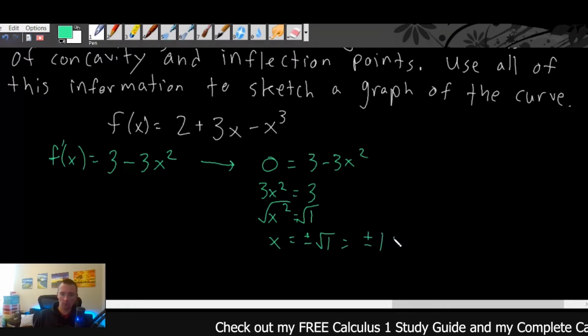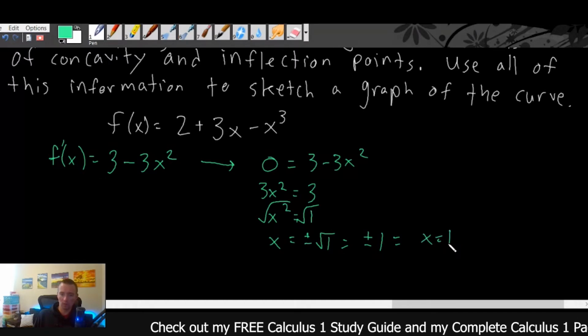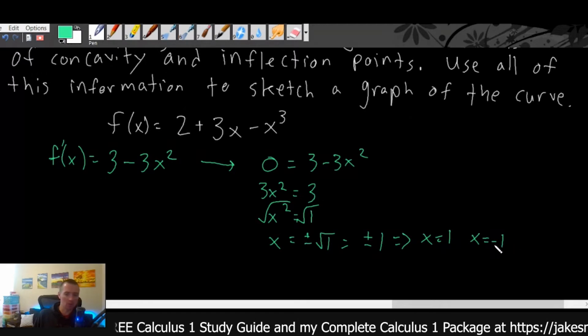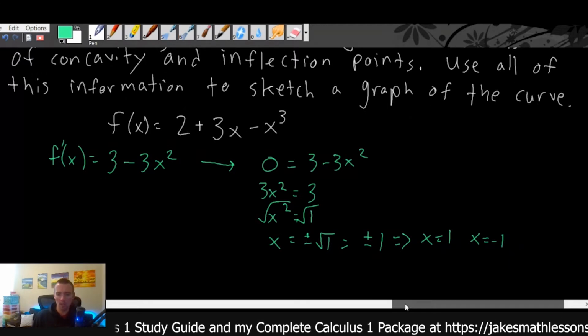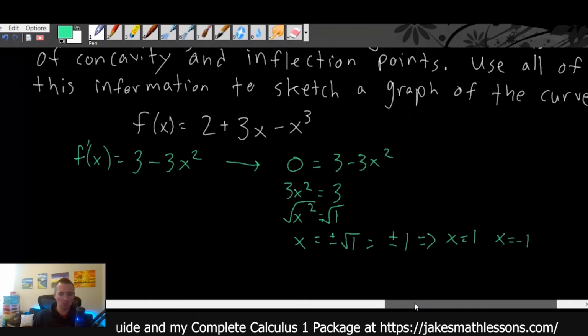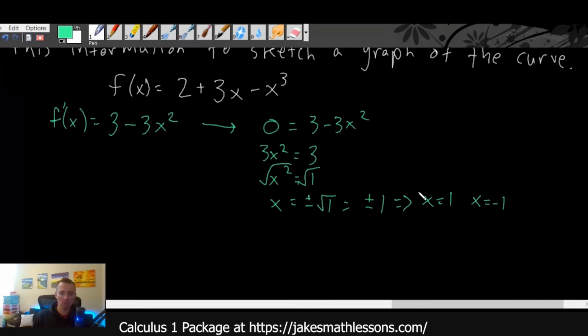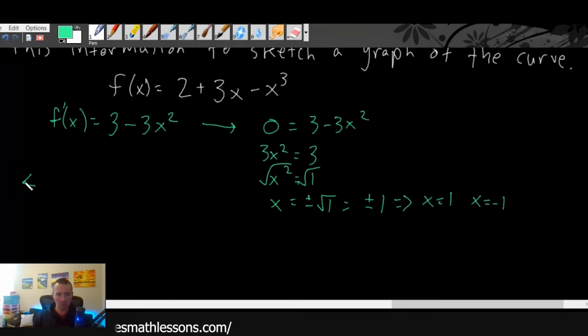So in other words, we have x equals 1 and x equals negative 1 as our critical numbers. So now we can do the first or second derivative tests. And again, those are on my study guide if you want to go grab those. But I prefer the first derivative test. I think it's a little bit easier just because it requires finding one less derivative.